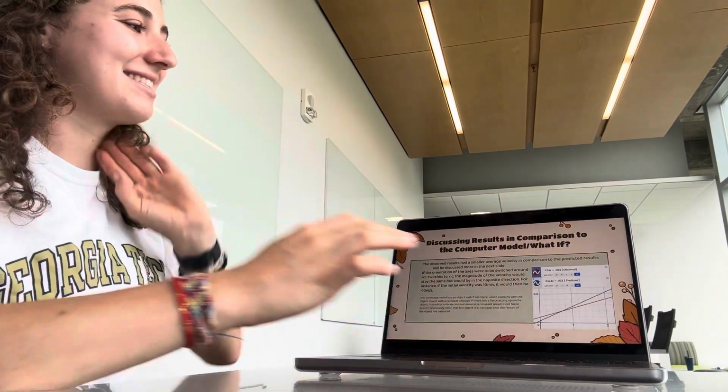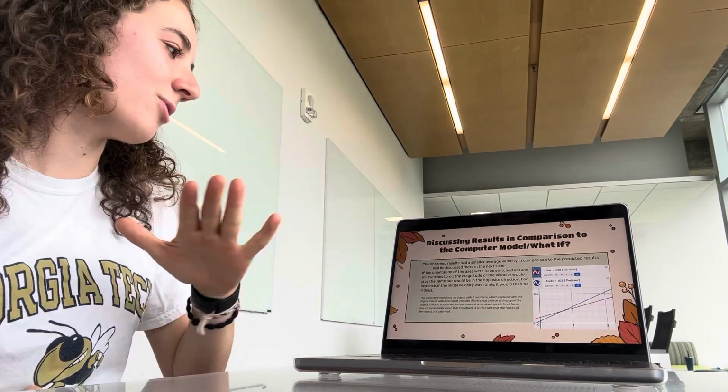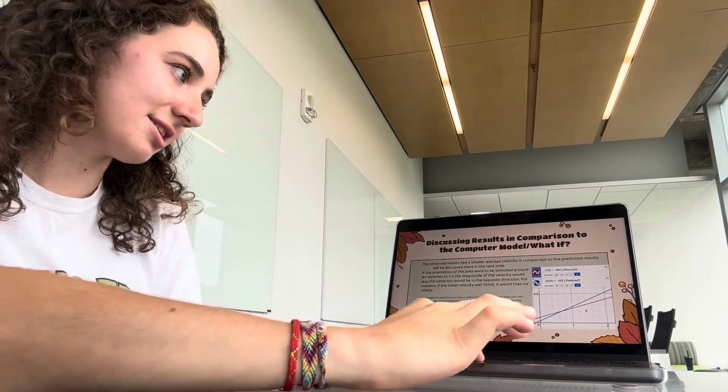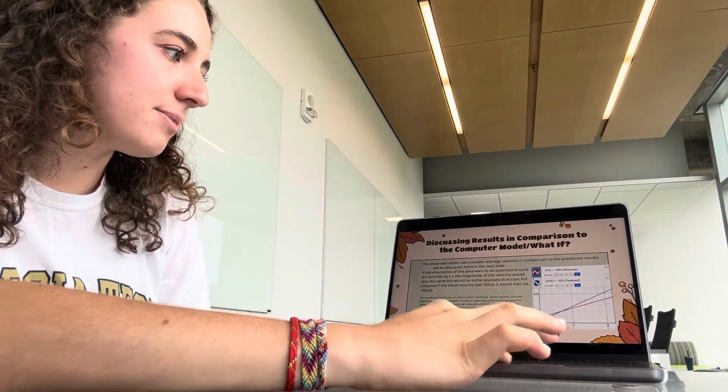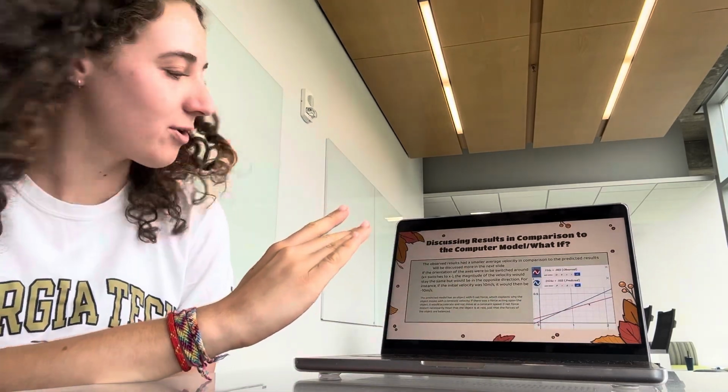Okay, discussing the results in comparison to the computer model. The observed results had a smaller average velocity in comparison to the predicted results. As you can see here, blue is predictive and red is the observed. This will also be talked about more in the next slide.